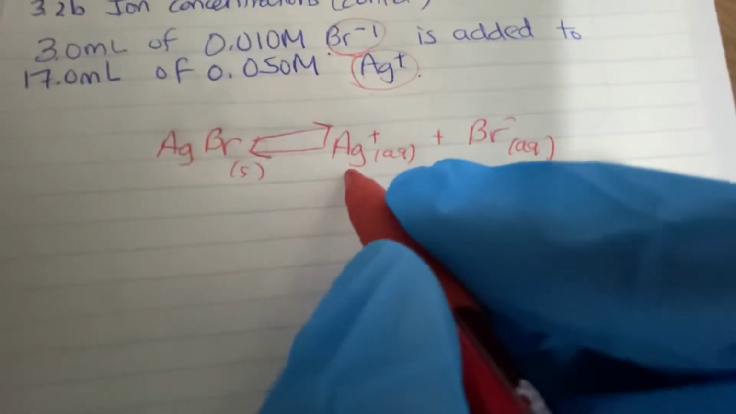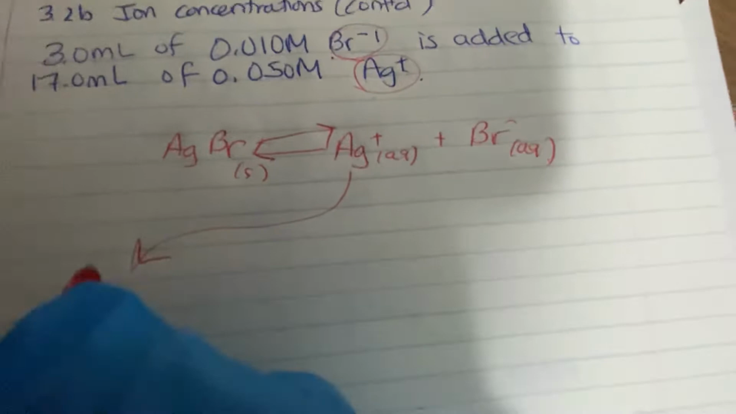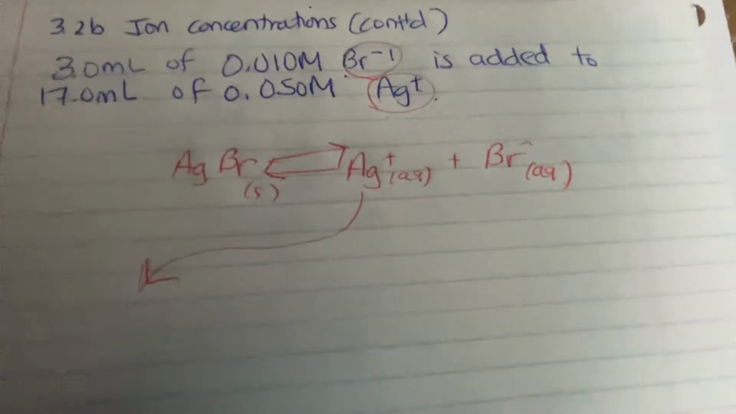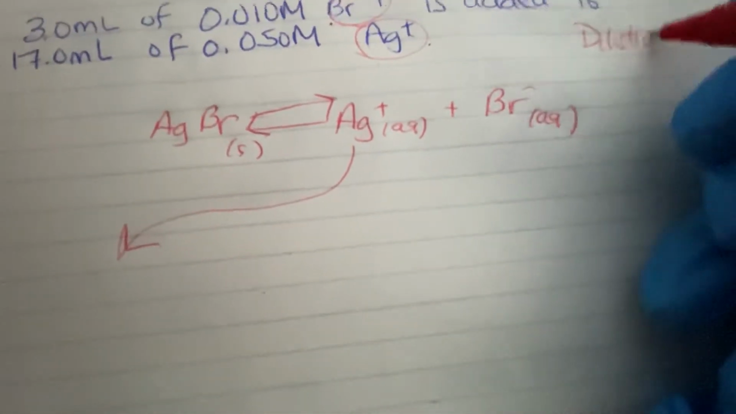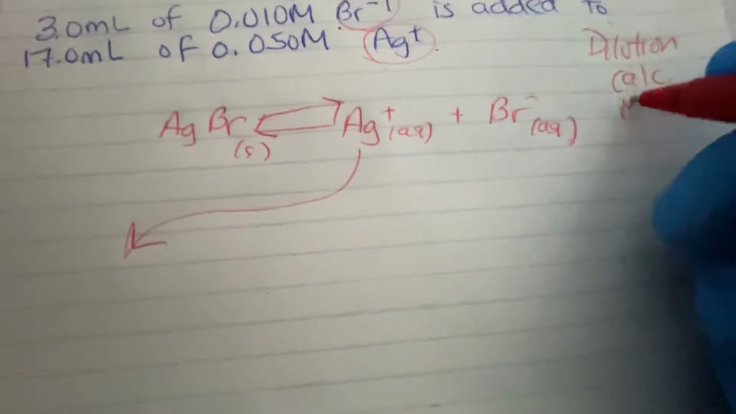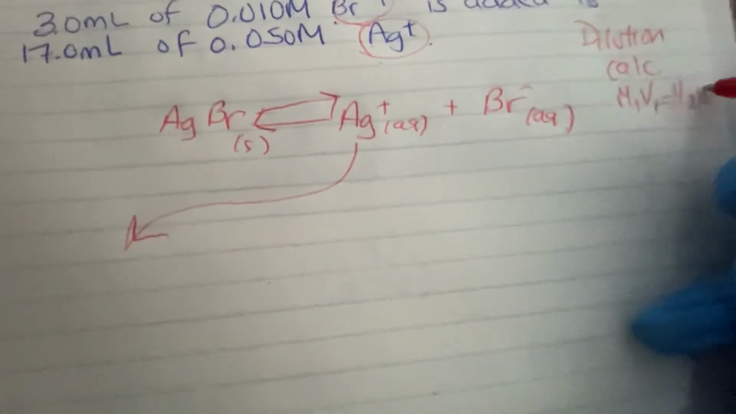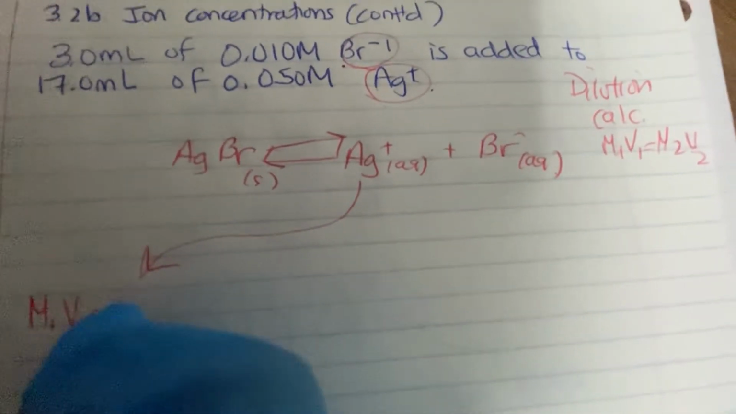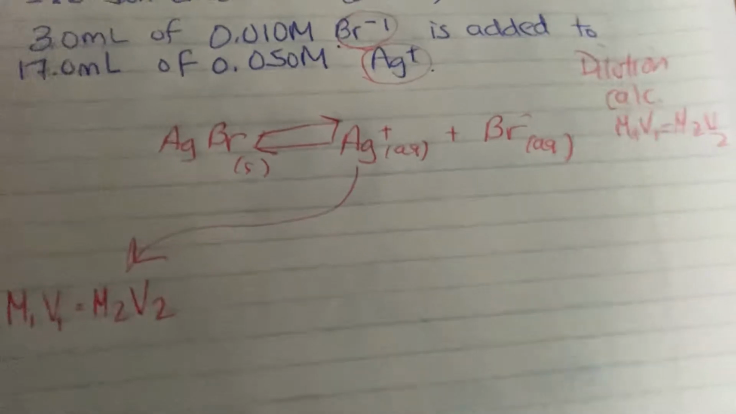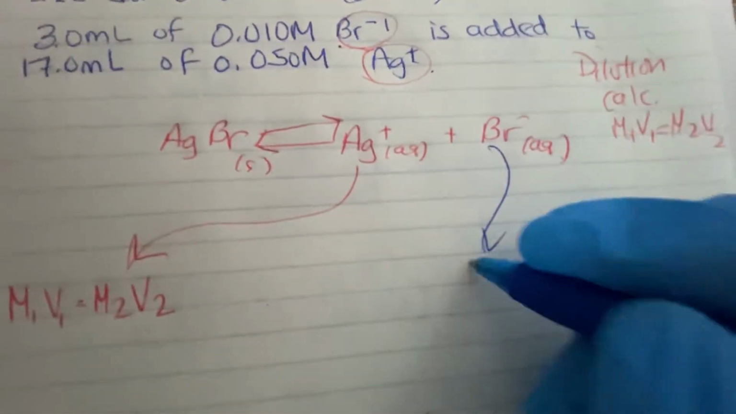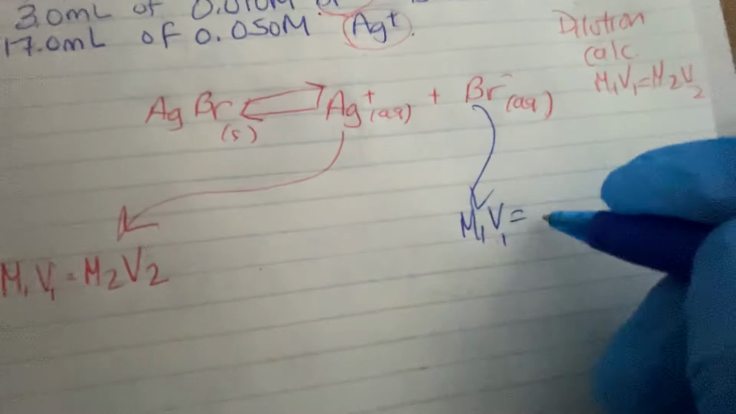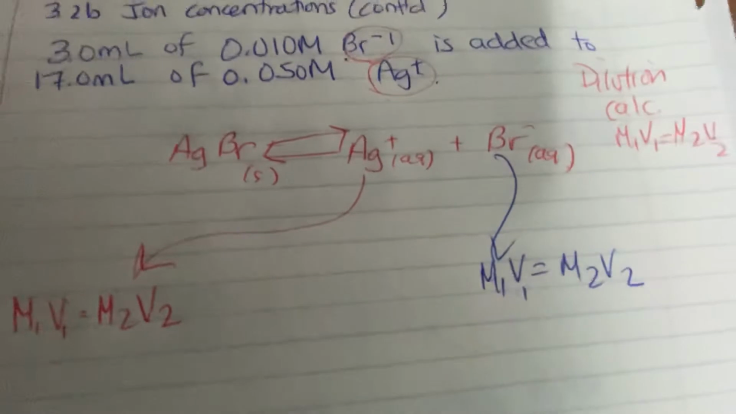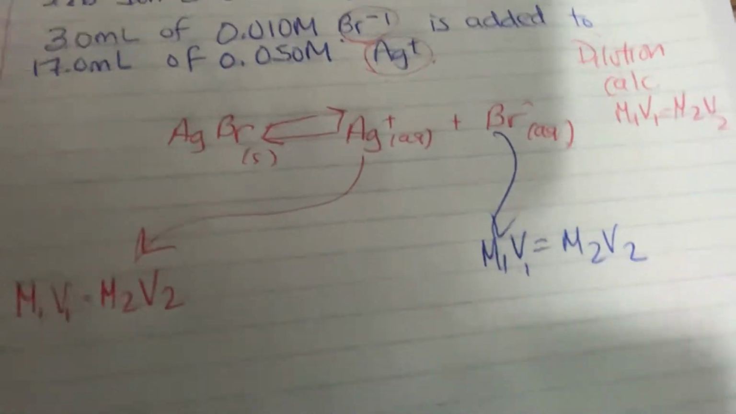So let's start off with Ag+ here. Because you're mixing two solutions, it's a dilution, so we know this is going to be a dilution calculation. That's going to be M1V1 equals M2V2. We're going to set up M1V1 equals M2V2 here, and then we're also going to do another M1V1 equals M2V2 setup for bromide. So let's start off with the Ag+.